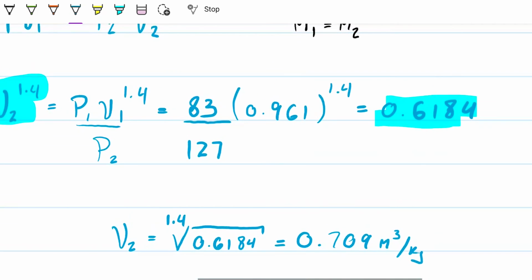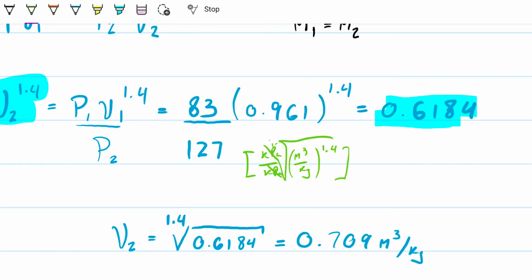To keep the units, all right, just to be sure, what we're doing here is kilopascals divided by kilopascals divided by the unit of the specific volume to the 1.4. Okay, so these guys go away, and we're left with this guy here. And then when we take the root, we take the 1.4, so we eliminate this, and we're left only with what's inside. So that comes here.